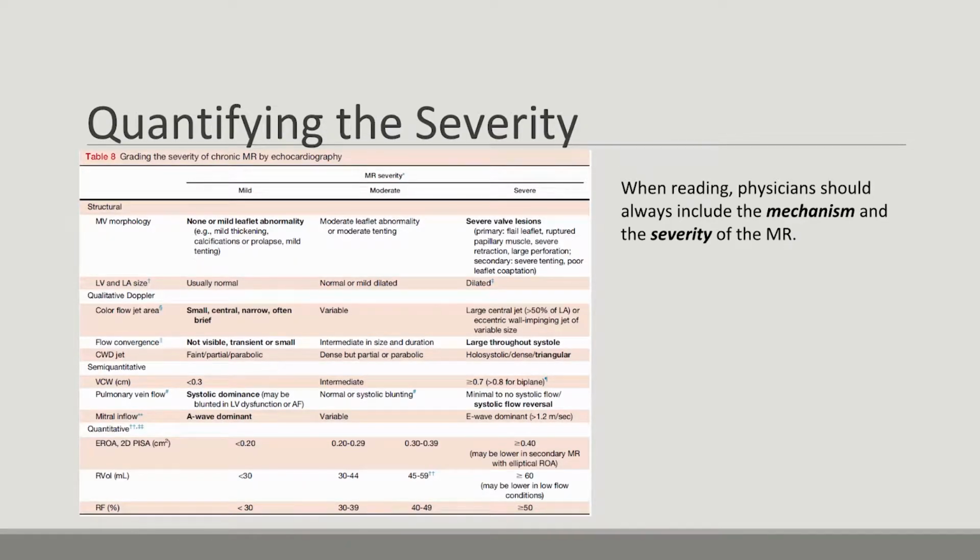The ASE guidelines for quantifying MR are pretty standard across labs. This table and the rest of the guidelines will help you decide whether the MR is mild, moderate, or severe. When physicians are reading these studies, it's really important to include both the mechanism of the MR as well as the severity. This will help guide treatment in the future.